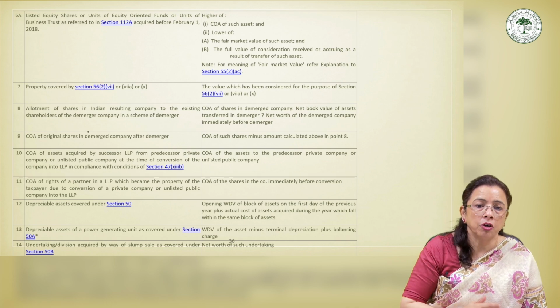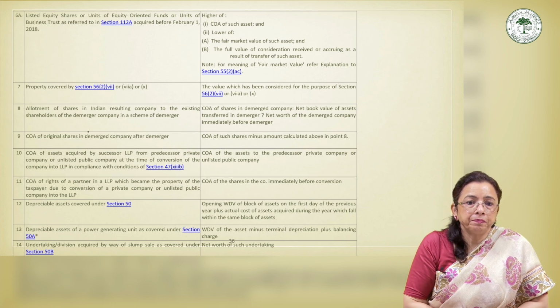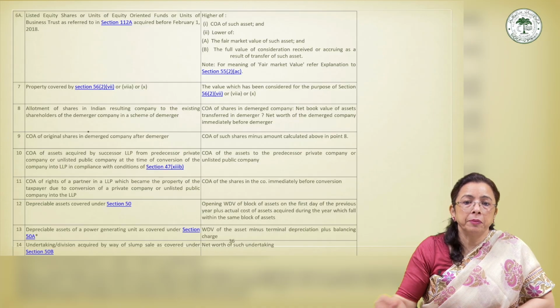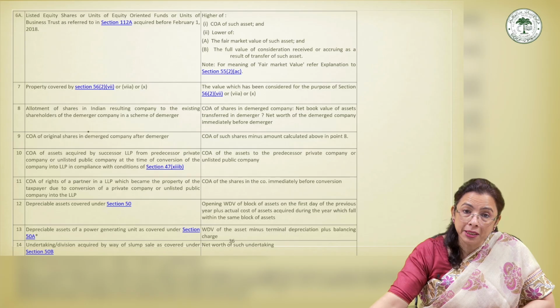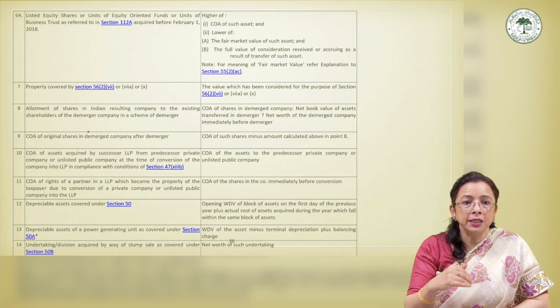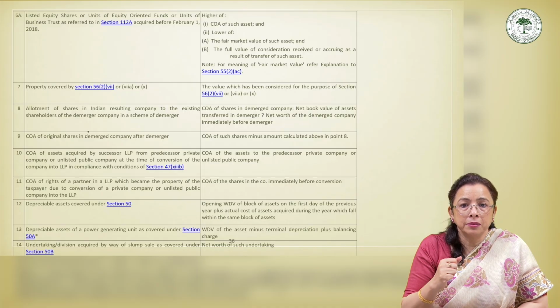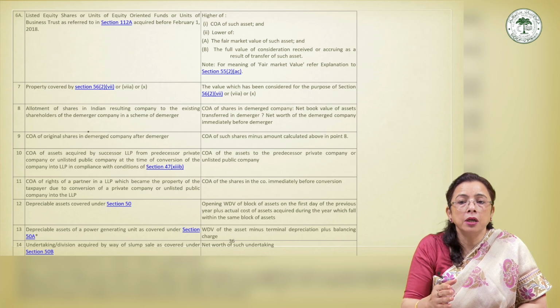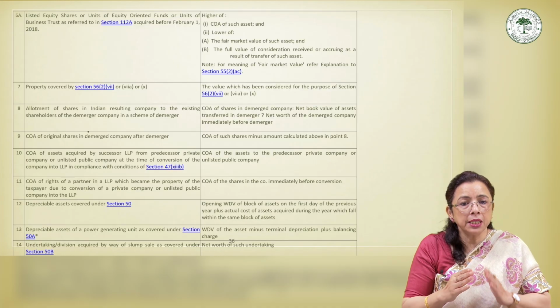Next is conversion of company into LLP. When a private company or unlisted public company is converted into a limited liability partnership, that is LLP, in compliance with Section 47(xiii), then the transfer is treated as tax neutral, subject to fulfillment of prescribed conditions. So what happens in such a case?